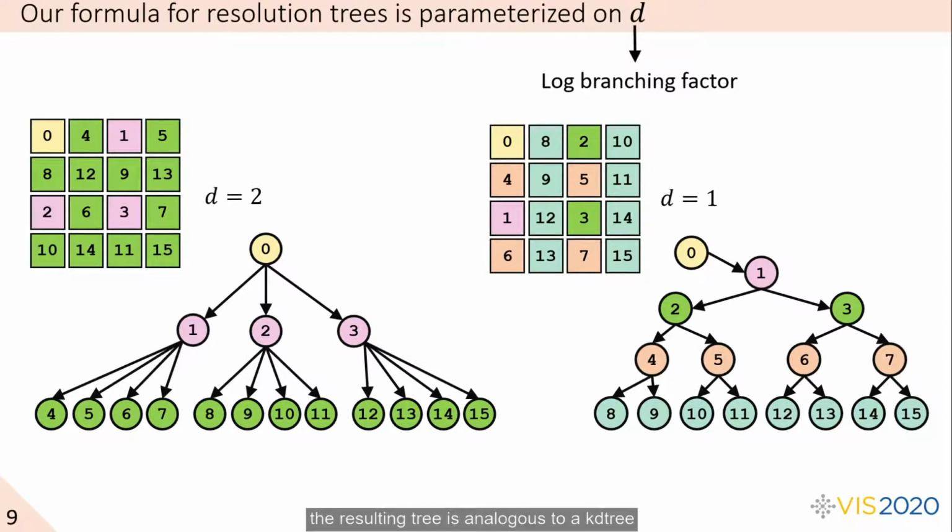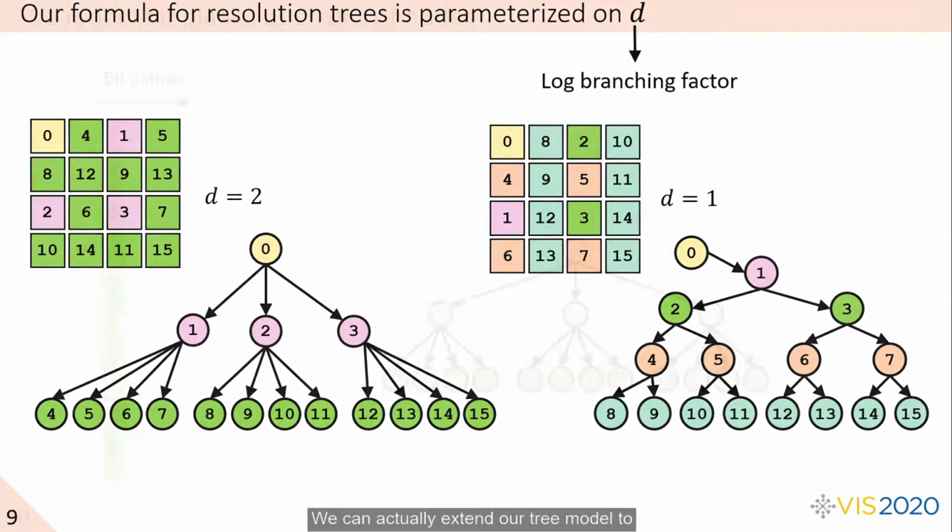d can also be 1, and the resulting tree is analogous to a graded tree, which can be seen on the right. In 3D, the formula also allows for d equals 3, producing a tree that is analogous to an octree. In 3D, d equals 3 is the most natural choice. However, it is totally possible to use d equals 1 or d equals 2 as well.